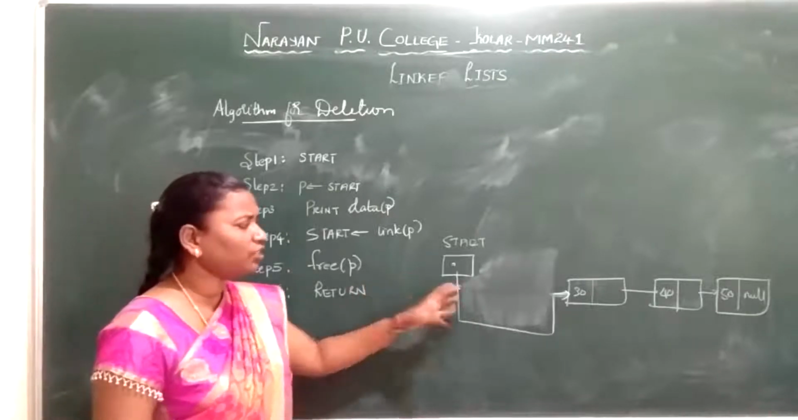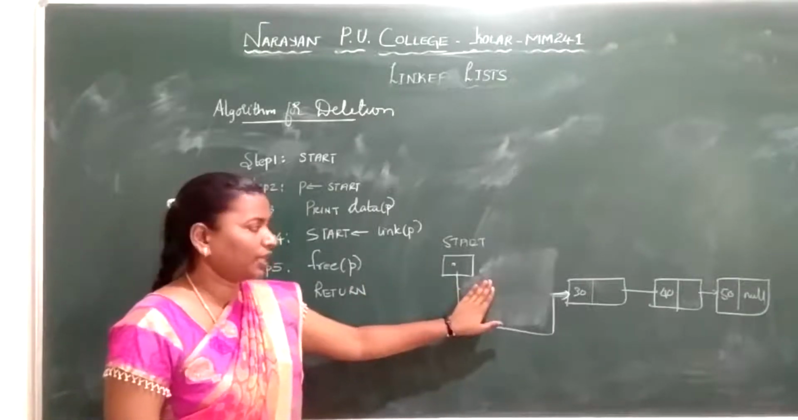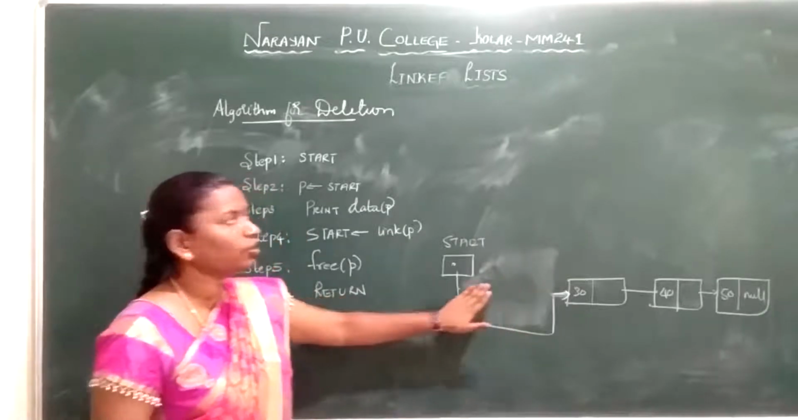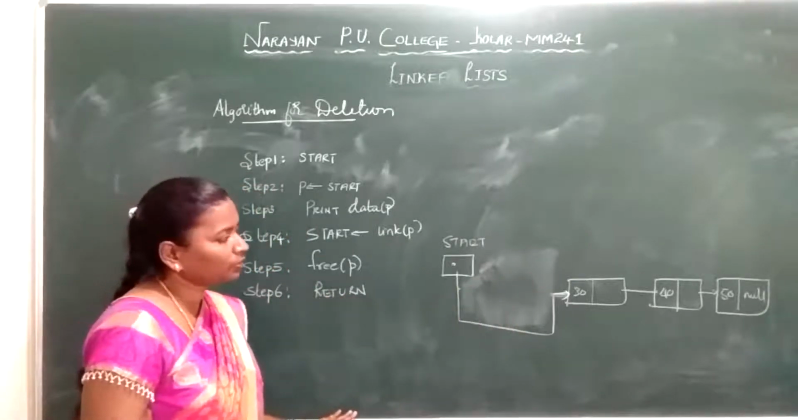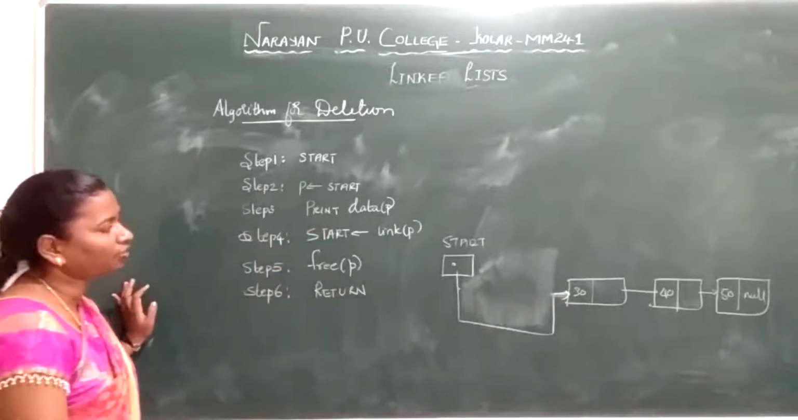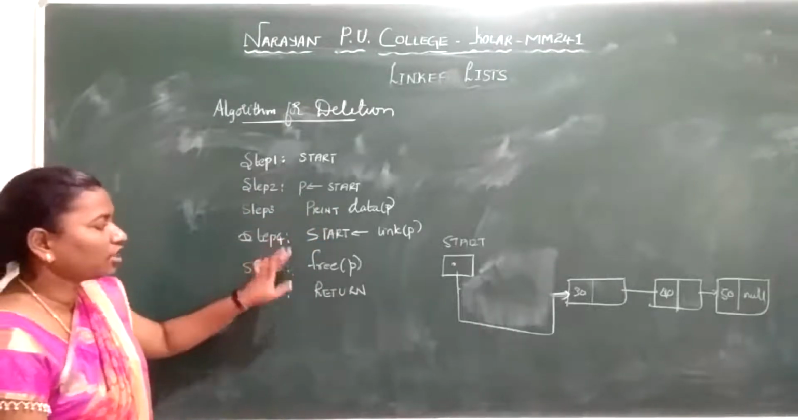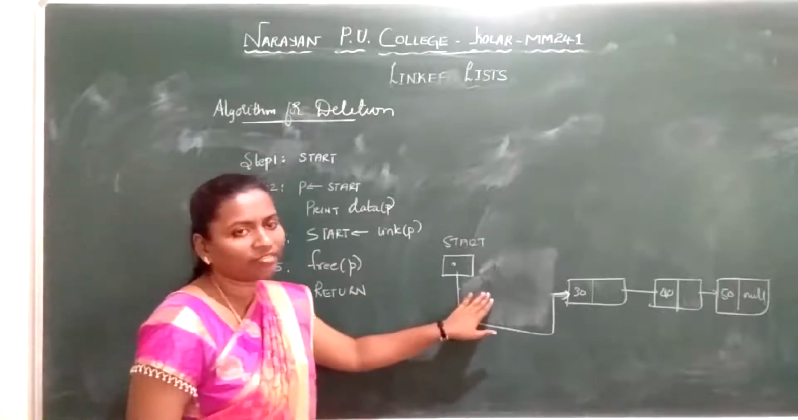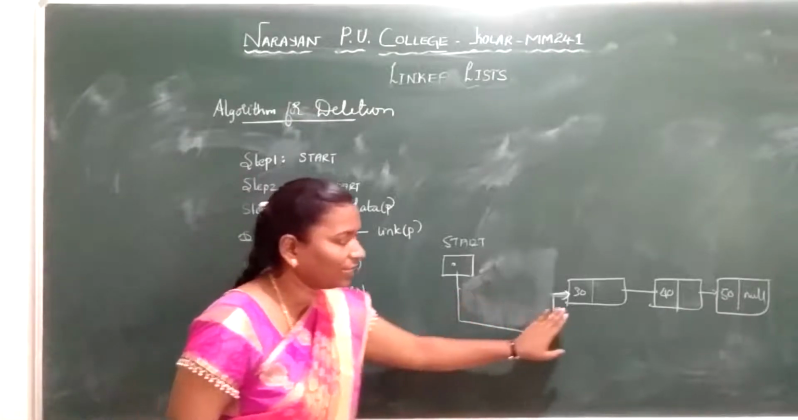We have a start, so I have deleted the element at the beginning. Once I delete, as I told, it will be lost in your memory space. So P is equal to start, print data of P, link of P, I am giving it to start. Now I just freed my first node. So from the beginning I deleted.